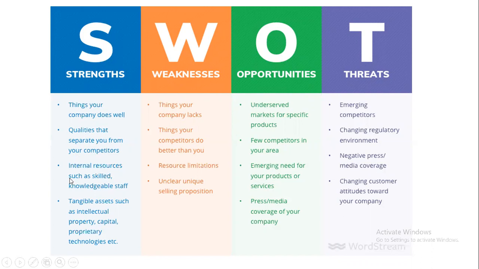Then internal resources such as skilled and knowledgeable staff. If you want to develop anything, if you don't have a good team, then it is not possible to develop a quality product, right? Something, if you want to develop, that is okay, but a quality product you can't. So the next one is tangible assets such as intellectual property, capital, proprietary technologies, all these things. So what are all the strengths we need to identify?